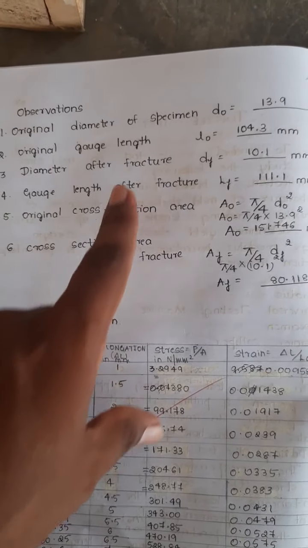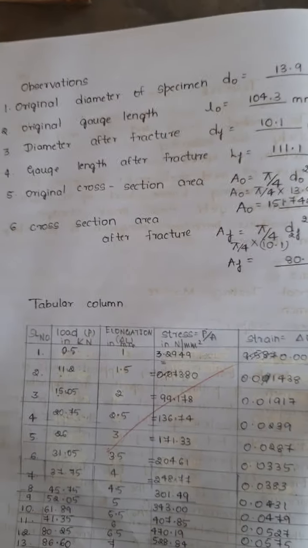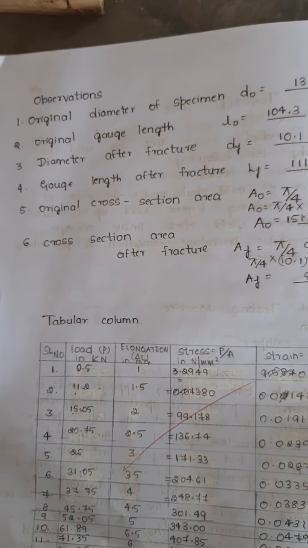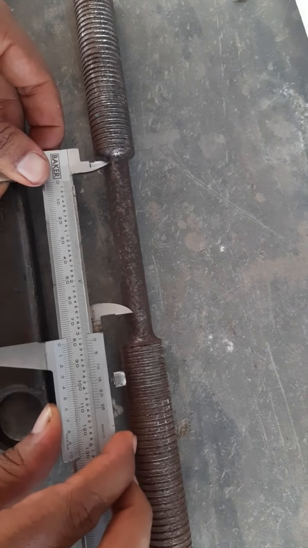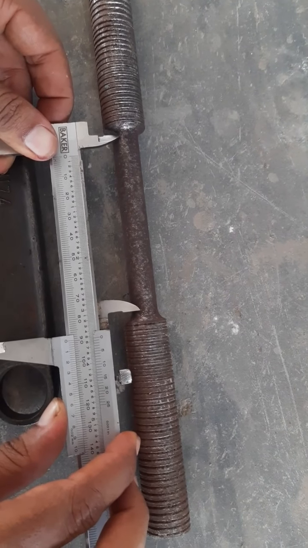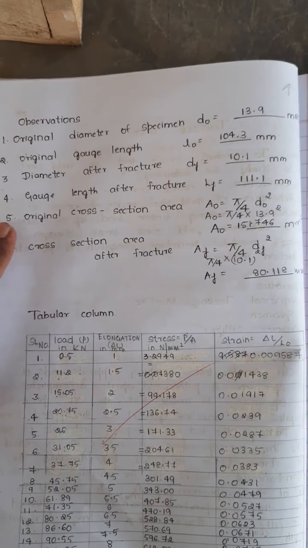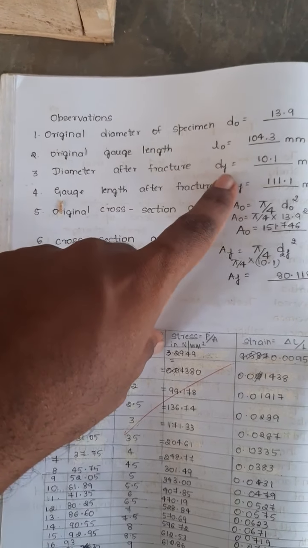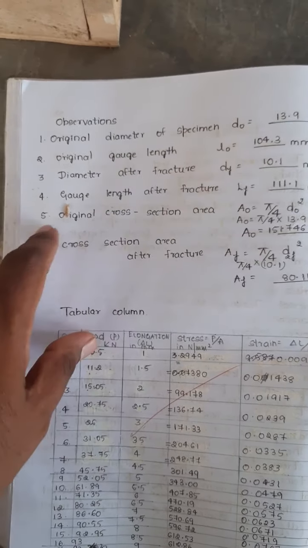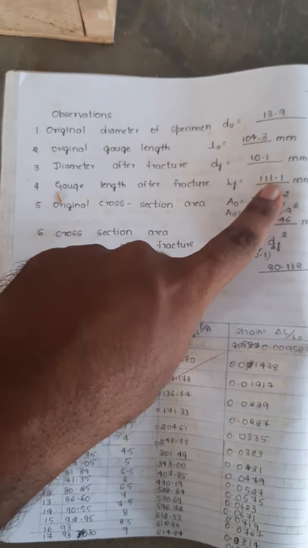Note down the original diameter of the specimen, D0. Write down the original gauge length, L0. So measure the original gauge length L0 of the specimen, that is 90 mm. Then the diameter at fracture, and the gauge length after fracture, which are measured after the conduction of the experiment.